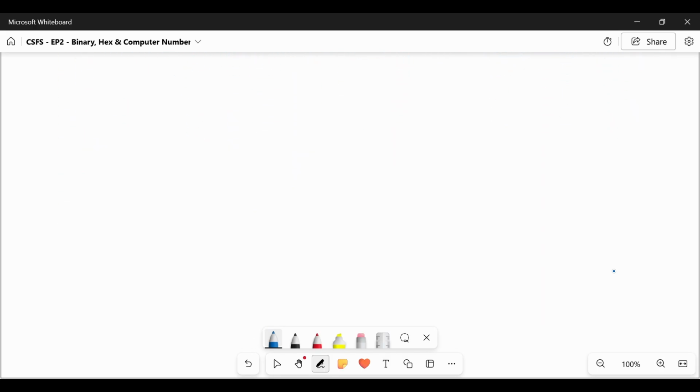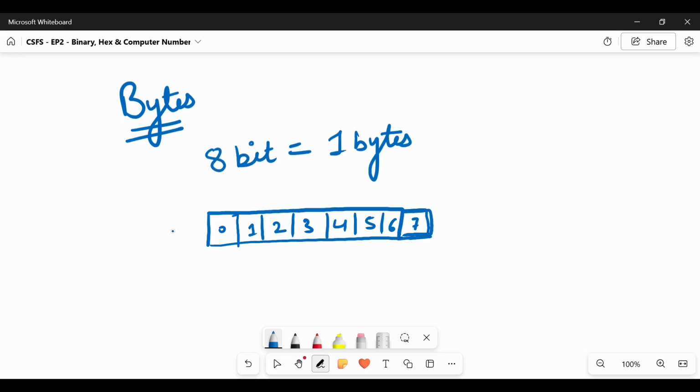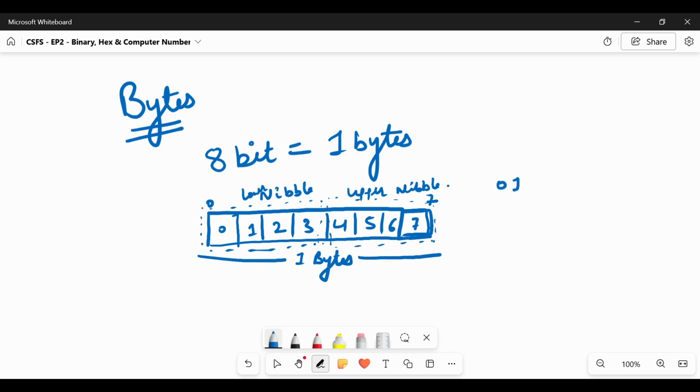This is how we store memory. A byte means 8 bits, numbered 0 to 7. These 8 bits are called 1 byte. We can take as an example 0 1 0 0 0 1 0 1. This is 8 bits, and the complete thing is 1 byte. A combination of 4 bits is a nibble, higher and lower nibble.